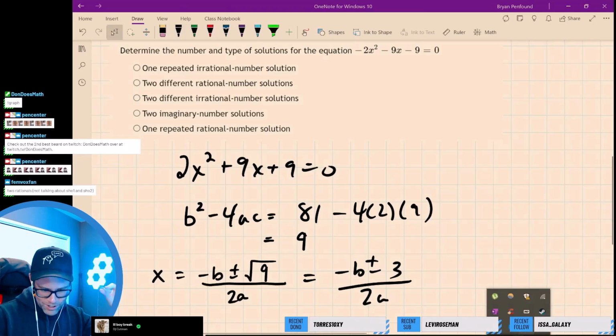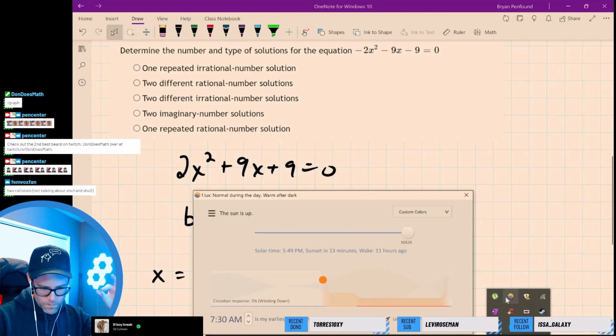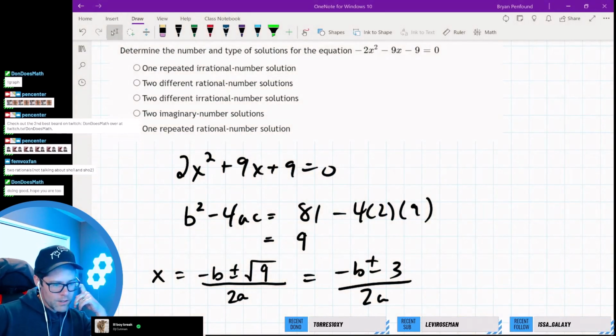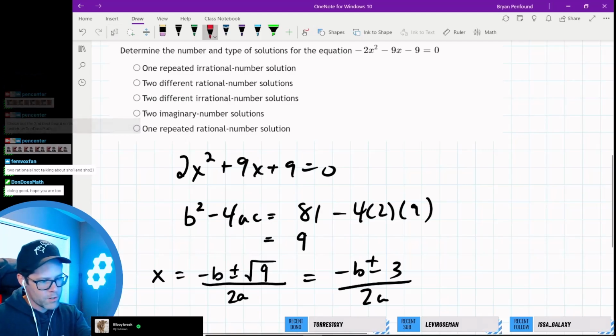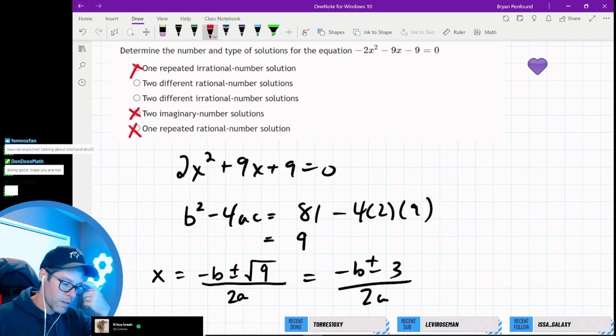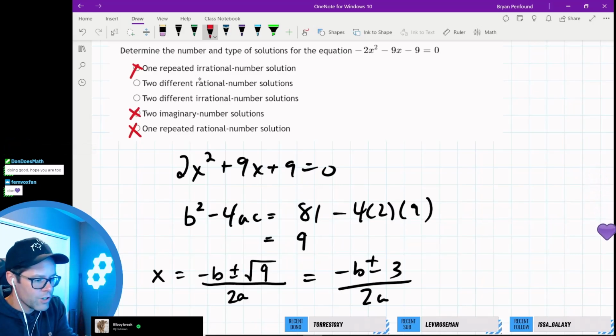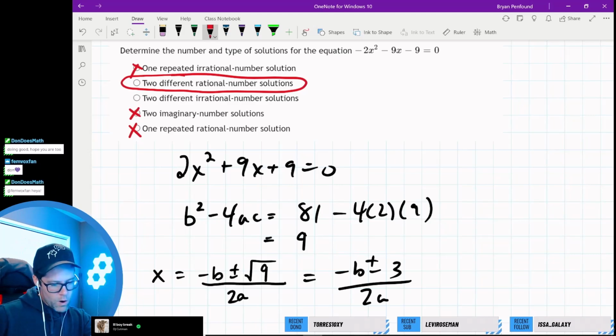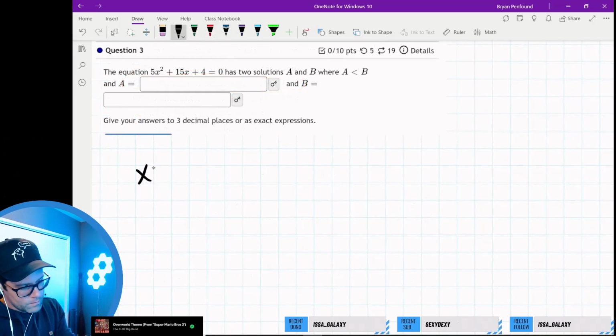So I do think we're going to get 2 solutions here. Now, this says 2 different rational number solutions, 2 different irrational number solutions, or 2 imaginary number solutions. So we definitely don't have this. We definitely don't have this. I don't think we're going to get imaginary solutions because the square root is positive. I think we're going to get 2 different rational number solutions because b squared minus 4ac happened to be a perfect square. So I think those will come out to be rationals.